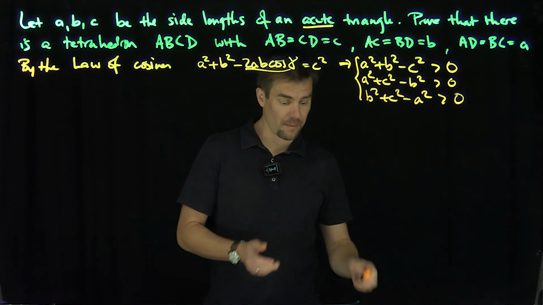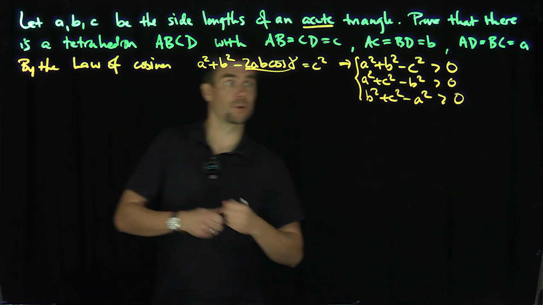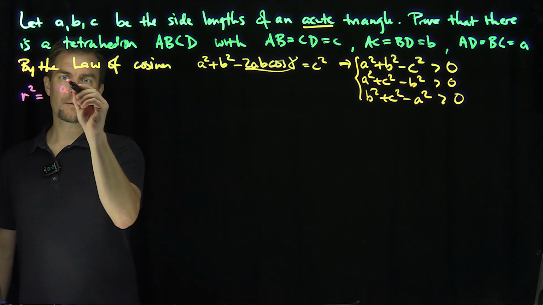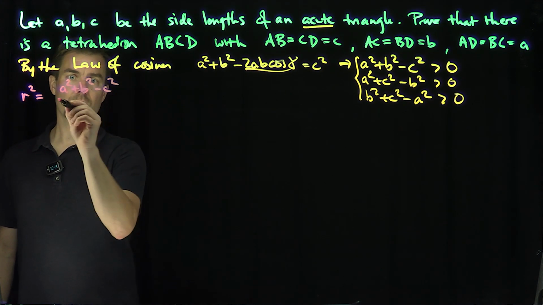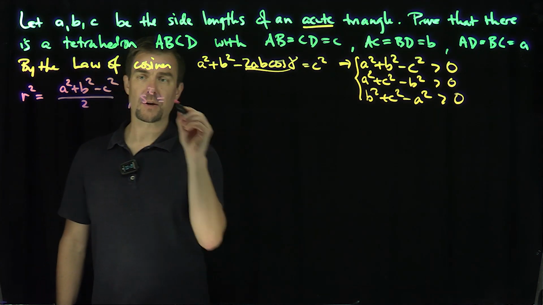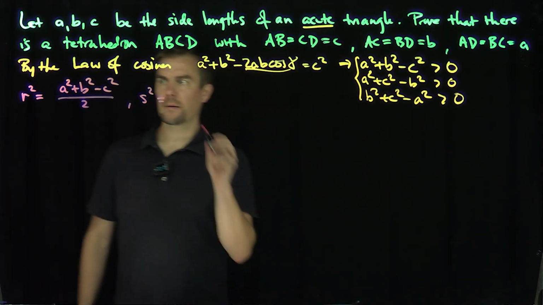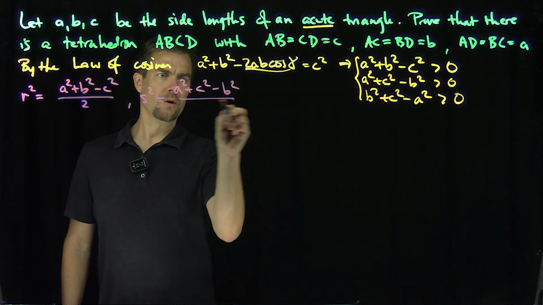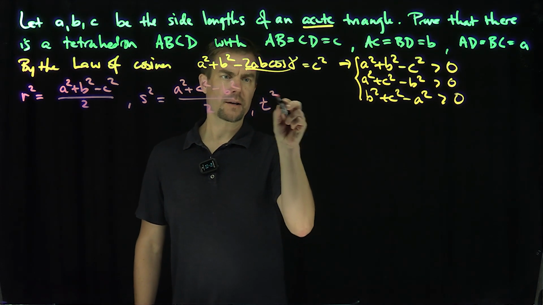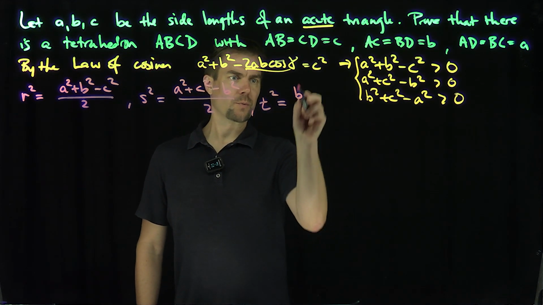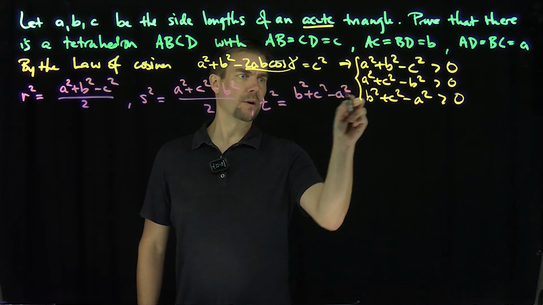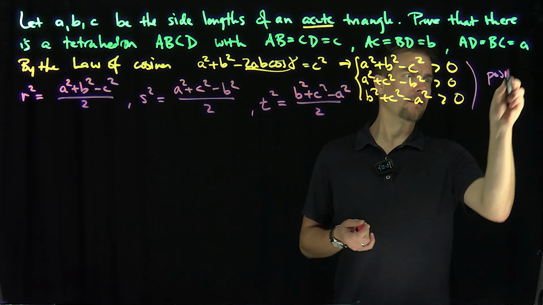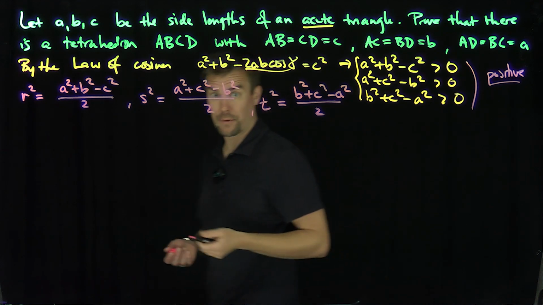Now these are positive numbers, so I can find their squares of some other numbers. So I'm going to let r squared be (a squared plus b squared minus c squared) over 2. I want s squared to be (a squared plus c squared minus b squared) over 2, and finally t squared is going to be equal to (b squared plus c squared minus a squared) over 2. That comes from the fact these numbers are all positive, and positive numbers are the squares of something.